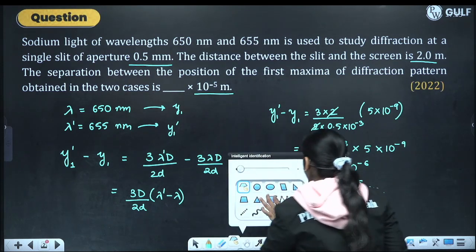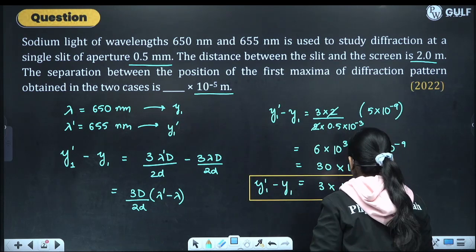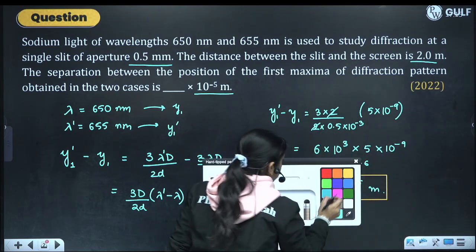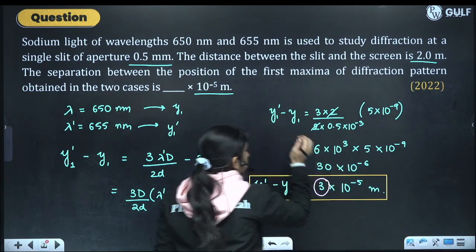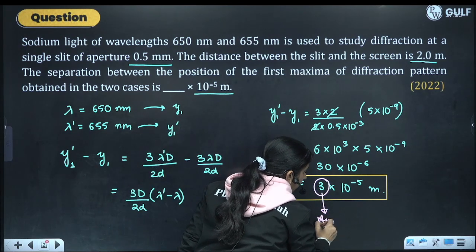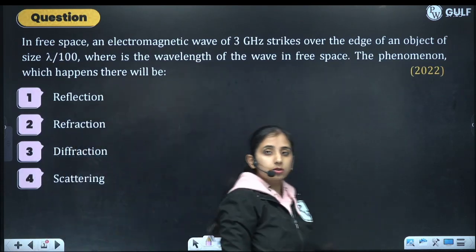Now, this is a numerical type question in which you have to answer the value. So the value you will enter is 3, okay. This 10 raised to the power minus 5 is already given. This 3 will be our answer, okay. This 3 is the answer. Let us move to the next question.